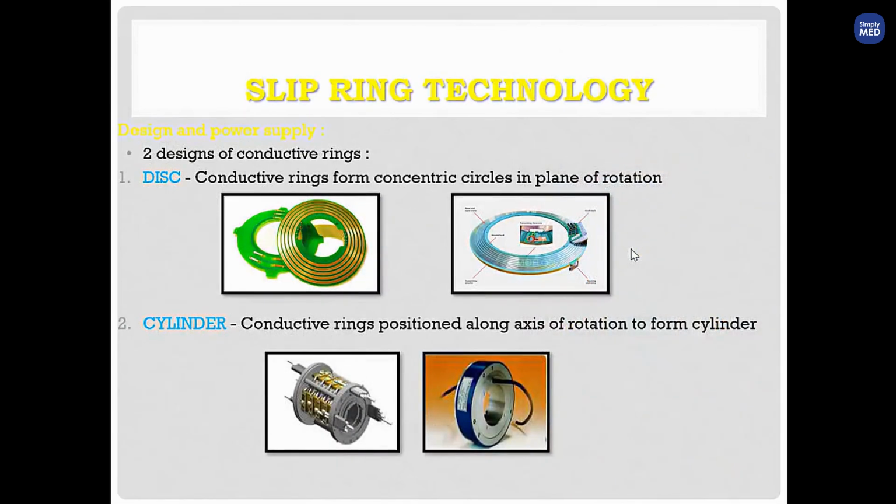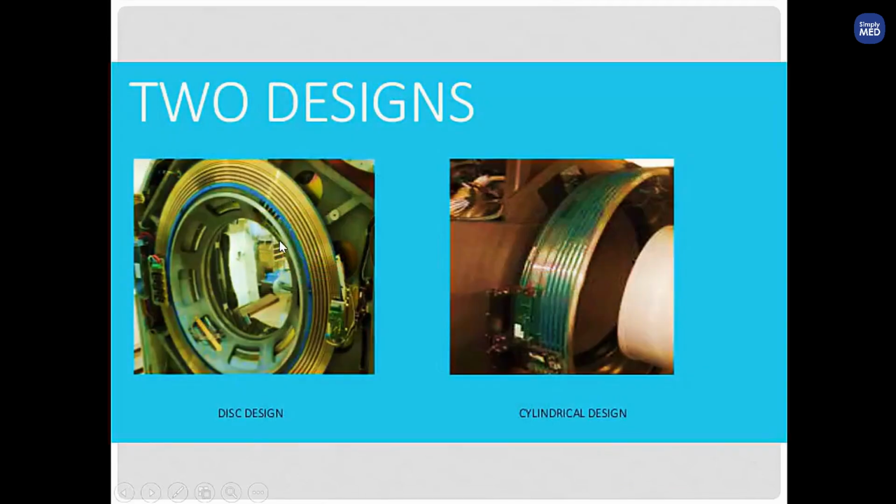There is something called slip ring technology, which allows continuous rotation. In third generation we learned about continuous rotation of the X-ray tube and detector, and this is made possible by slip ring technology. In slip ring technology we have two designs: one is disc shaped and one is cylinder shaped. The disc is 2D, whereas the cylinder is 3D. In the disc there are concentric rings circling in one plane of rotation, and in the cylinder the conductive rings are along the axis of rotation.